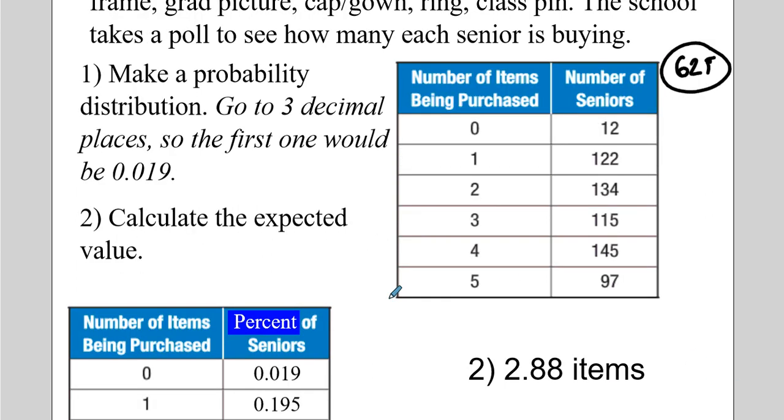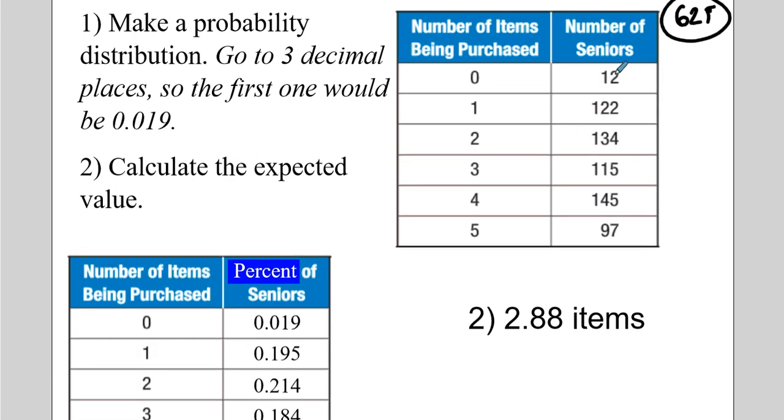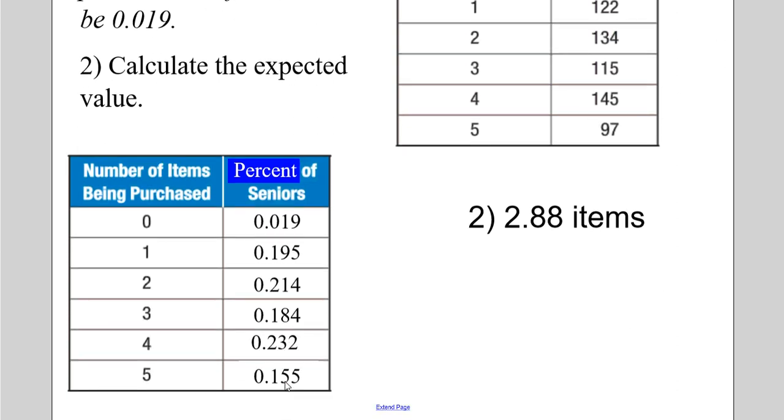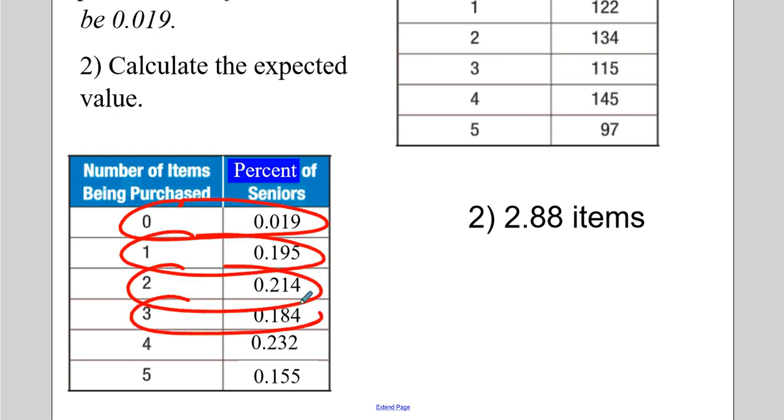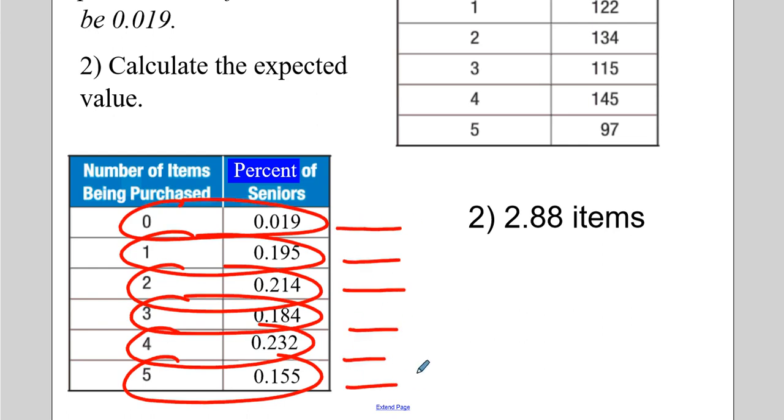Okay, here we go. First thing you need to do is convert to a percent. So 12 divided by 625, then 122 divided by 625, then 134 divided by 625. When you convert to percents, here are the values. Then you calculate the expected value by multiplying each of the numbers of items by their corresponding percents. So that times that, that times that, and so on. Multiply all of those out, you'll get 6 values, and then you add them all up, and you'll find that the average senior bought 2.88 items.